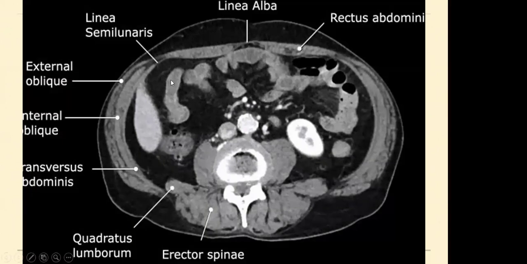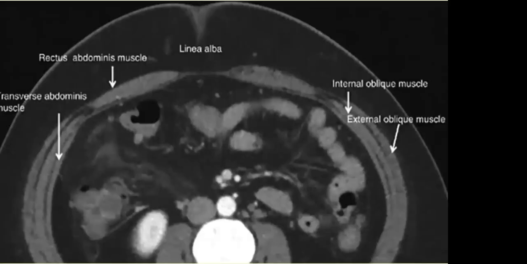We have here the linea semilunaris and the linea alba. This is the rectus abdominis muscle. This is the external oblique, internal oblique, and the transversus abdominis muscle. These are the muscles around the spine, the quadratus lumborum and the erector spinae muscle. Another image, the external oblique, internal oblique, and the transversus abdominis muscles.